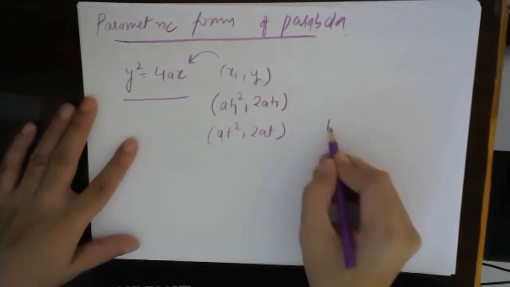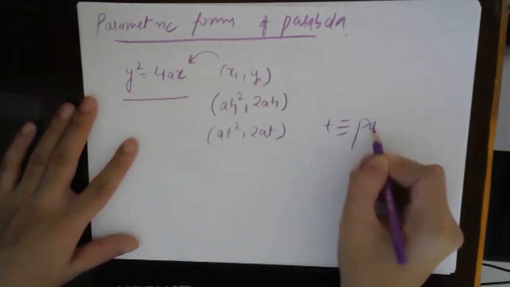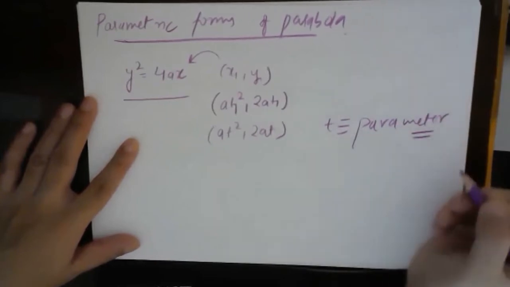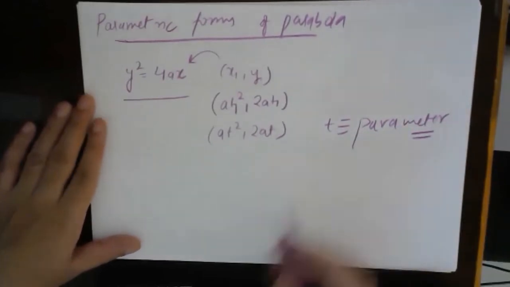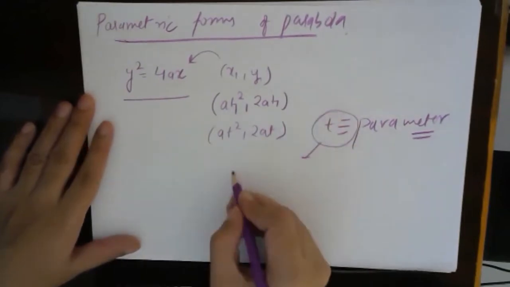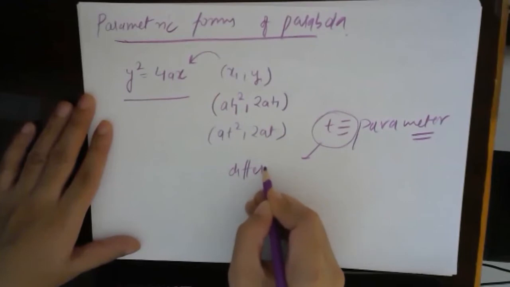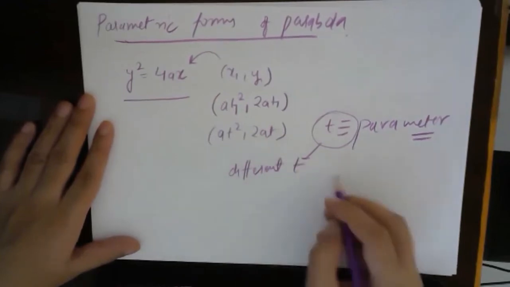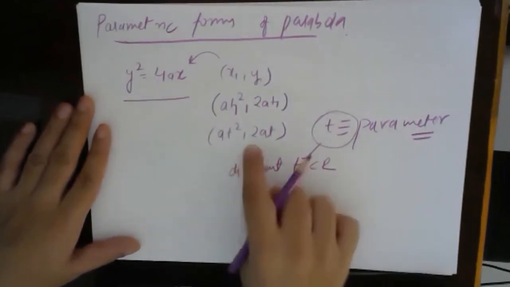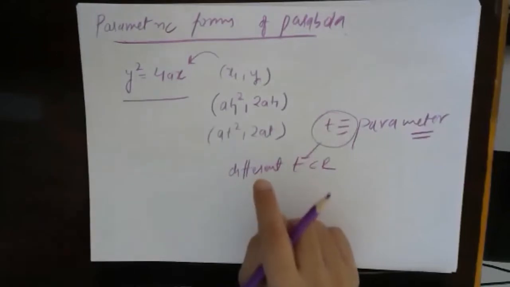Where what is t? T is the parameter. That means for different values of t, t belongs to real numbers. For different t, you will get different points.